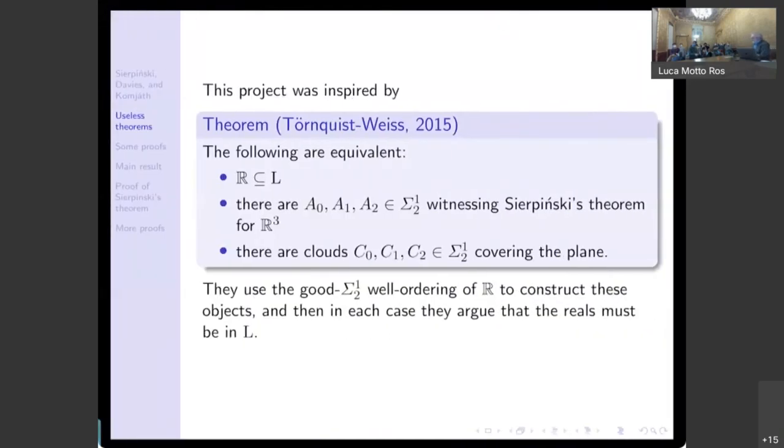So how does it go? They take the old proofs, Sierpiński and Conrad, and they use what is called a good sigma 1 2 well-ordering of the reals to construct these objects. And then in each case, they argue that the reals must be in L. But also in that case, had they used the geometric transformation, they could have proved it for Sierpiński and then gotten it for the three and four cloud versions. Okay.